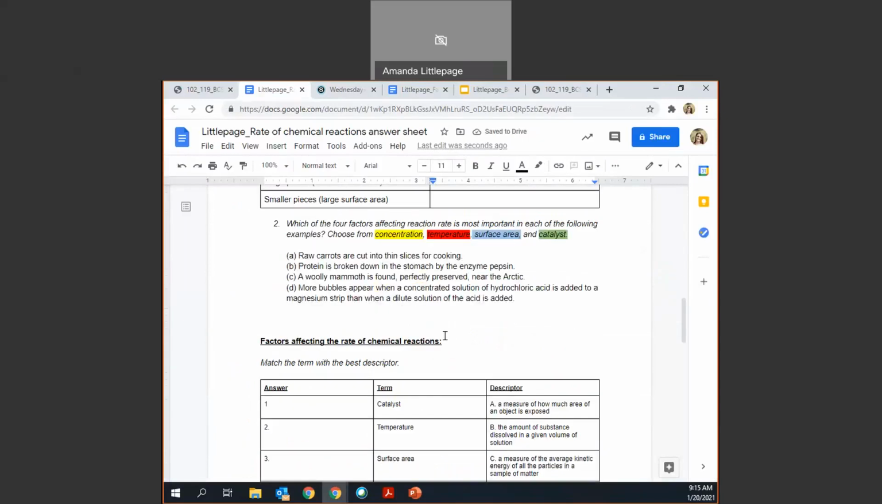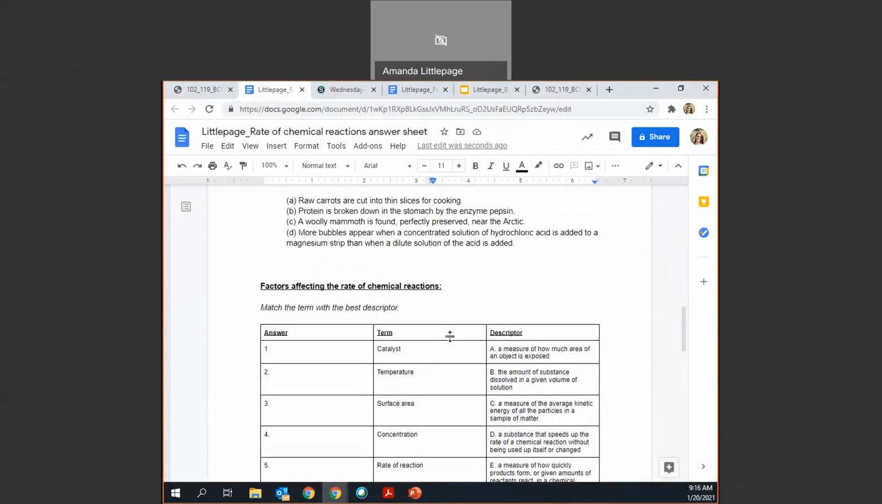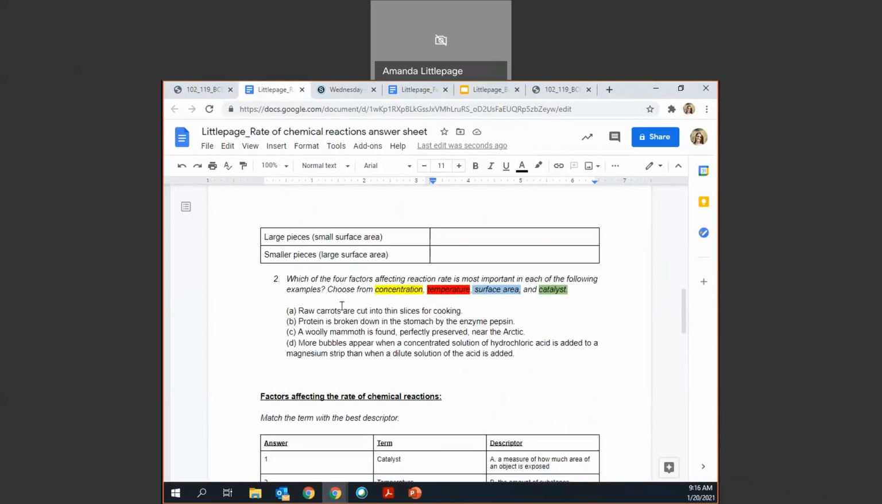Now let's take a look at the last section here. On this page, number 2, which of the factors that affect the rate is most important in each of the examples or scenarios? Well, let's take a look. What you guys are going to do for this portion right here is highlight it. If you think it's concentration, highlight in yellow. If you think it has to do with temperature, highlight it in red. If it's surface area, highlight it in blue. If it's catalyst, highlight it in green.